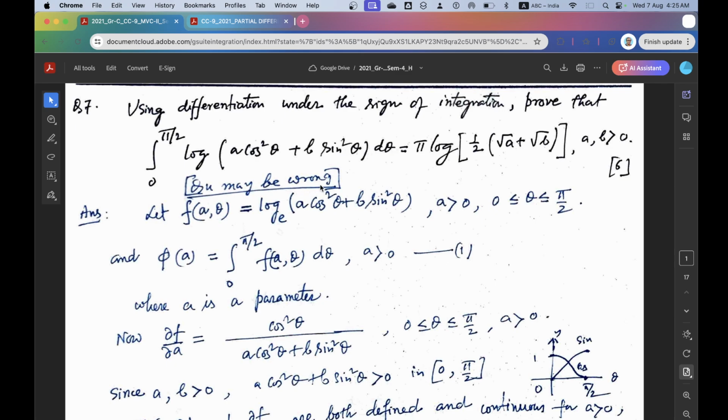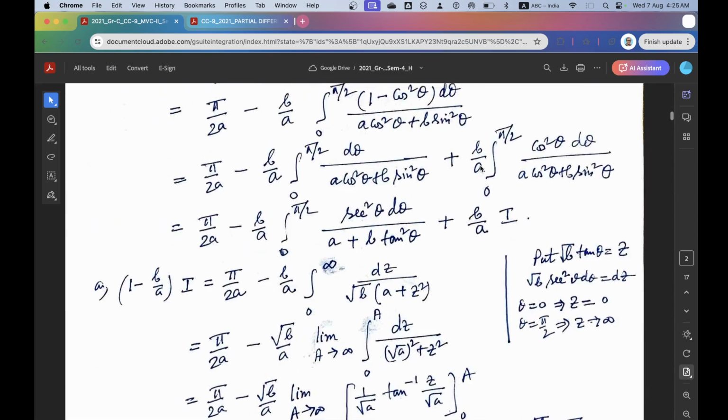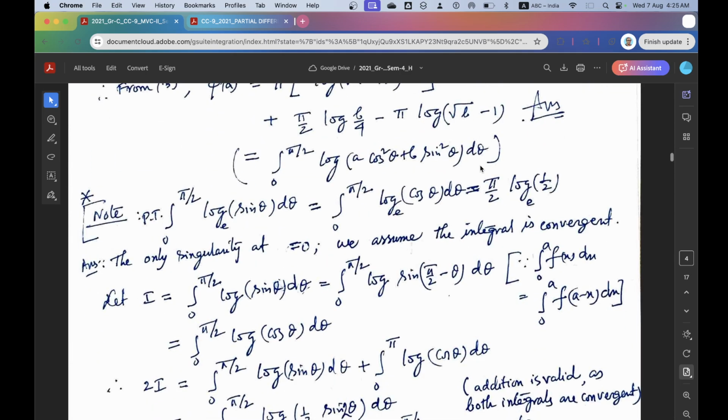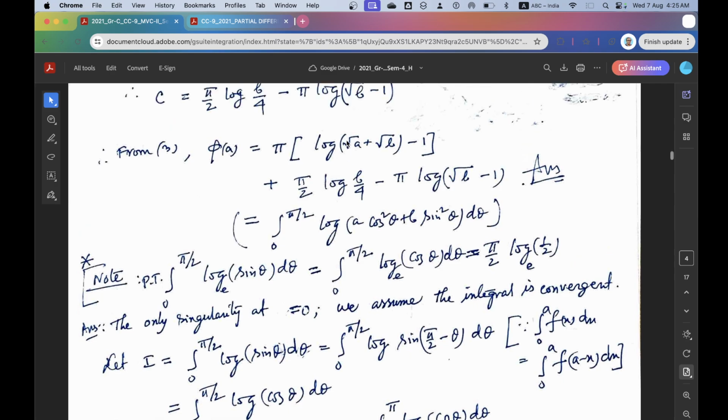This question may be wrong, because this part's answer is this. This is the answer: the integration from 0 to pi by 2 is pi into (log(root a plus root b) minus 1) plus pi by 2 log b by 4 minus pi log(root a over b minus 1). This is log to the base e, all log to the base e.